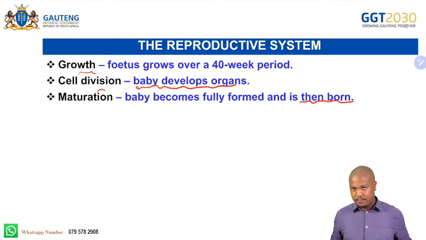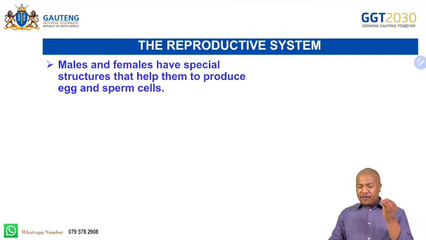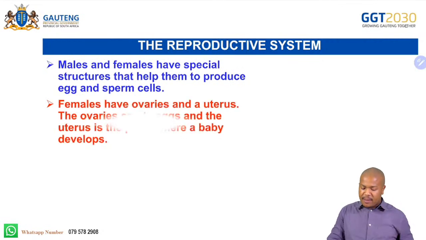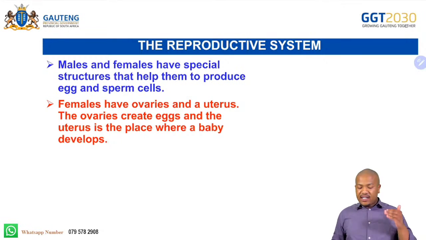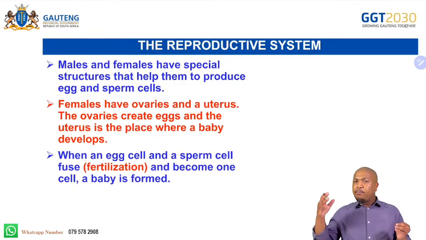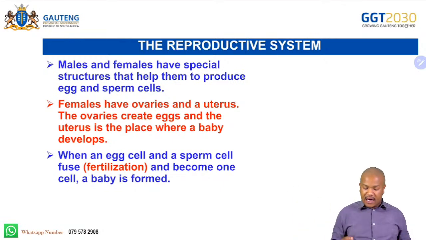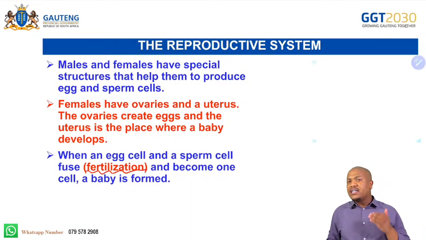the baby is born as a whole organism. So now, moving on, we say that males and females have special structures that help them to produce egg and sperm cells, right? As we have said, females have ovaries and a uterus. The ovaries create eggs, and the uterus is the place where a baby develops, right? Whereas when an egg cell and a sperm cell coming from the male figure fuse together, which is what we know as fertilization, they become one cell and a baby is formed, right?